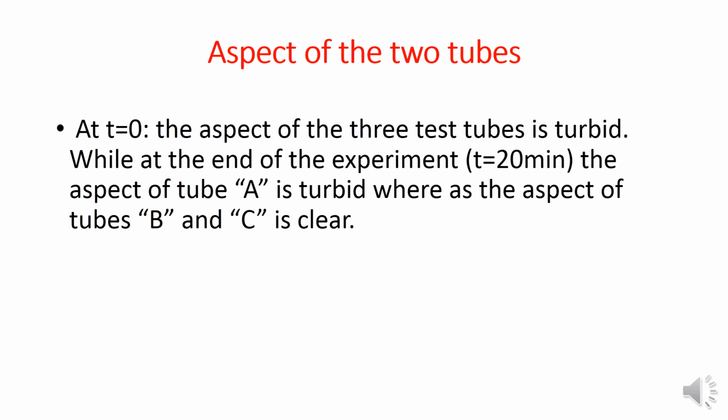Aspect of the test tubes. At t equals 0, at the beginning of the experiment, the aspect of the 3 test tubes is turbid, while at the end of the experiment, the aspect of tube A is turbid, whereas the aspect of tubes B and C is clear. This means that digestion takes place in tubes B and C.